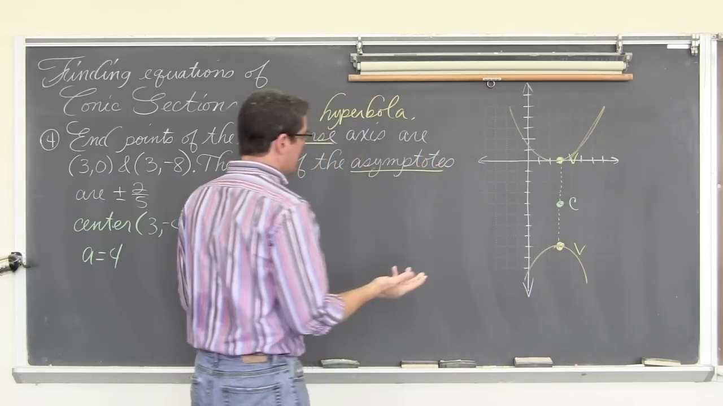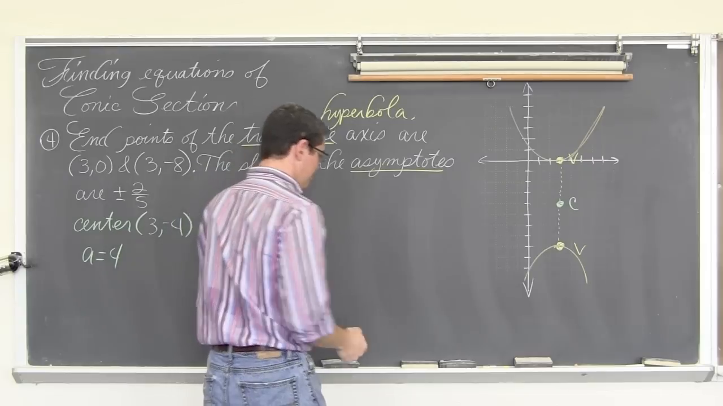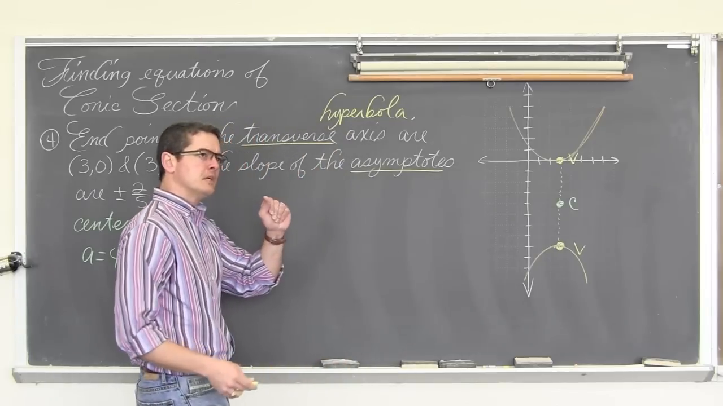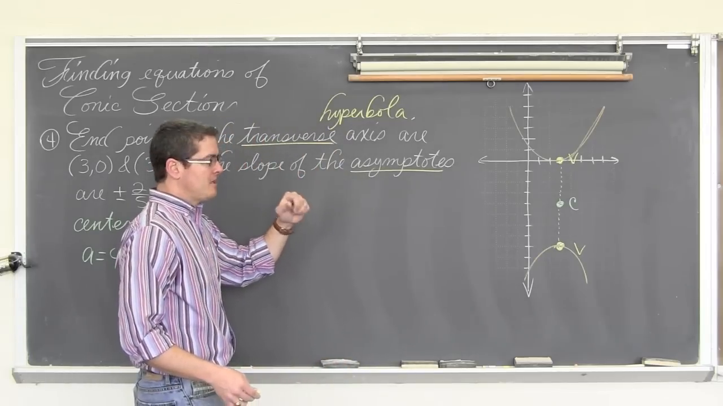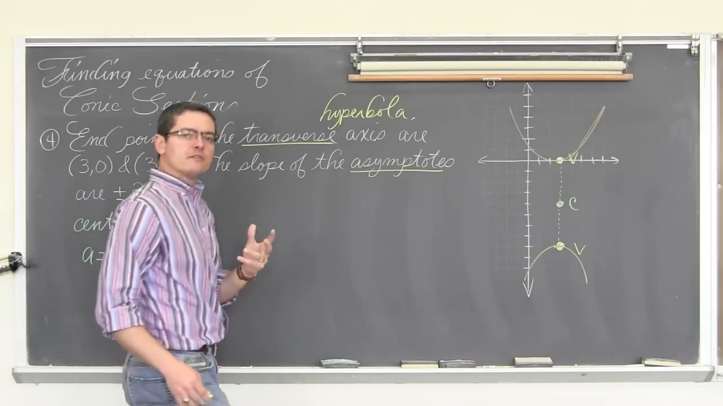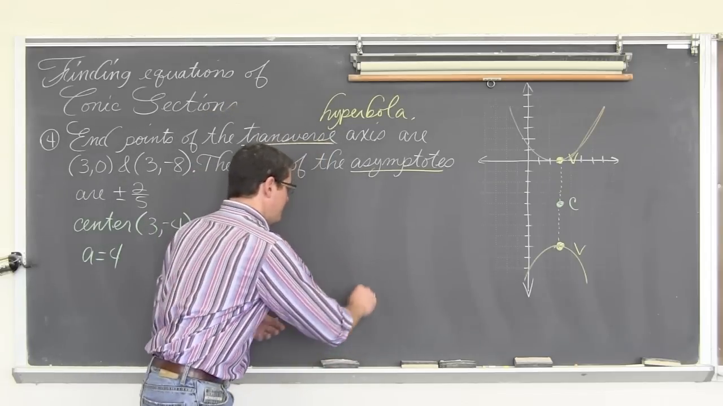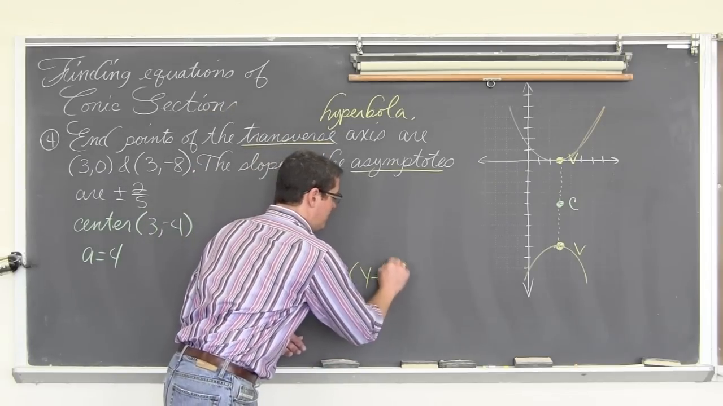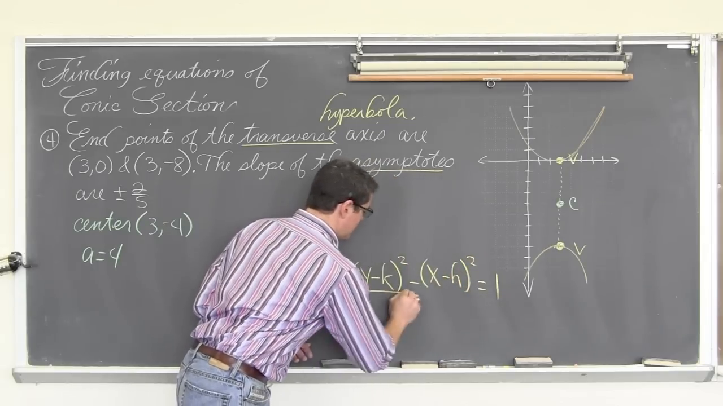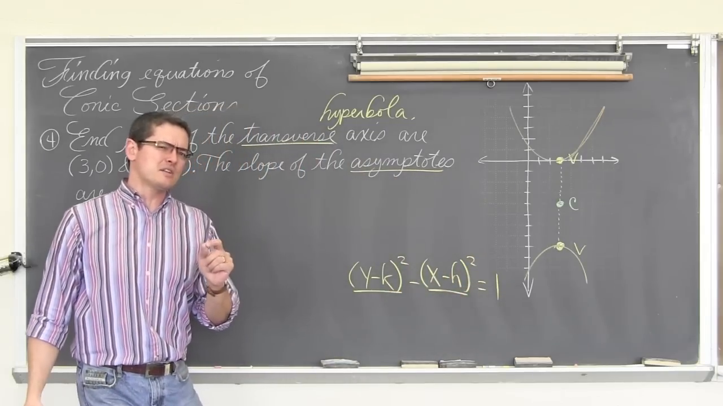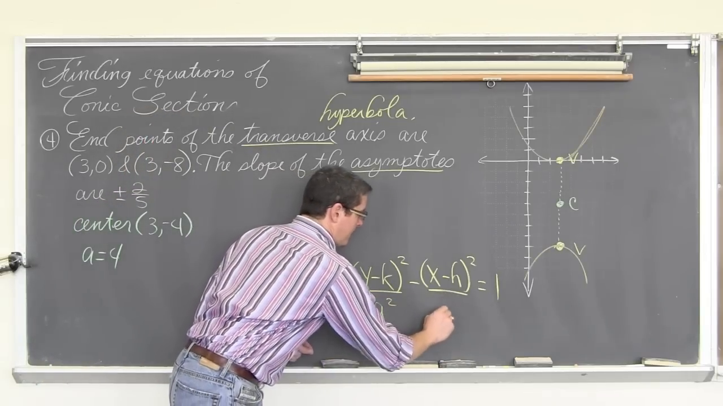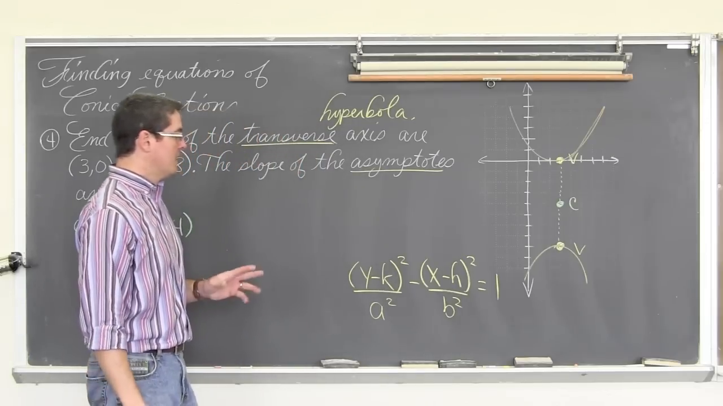So our final answer is going to be in the format of, let's see, vertical hyperbola. That means the positive fraction has to have the letter x or y that relates to vertical movement, which is y. So we've got (y minus k) squared over, minus (x minus h) squared over, equals 1. The denominator of the positive fraction in a hyperbola is a squared, and the other is b squared.